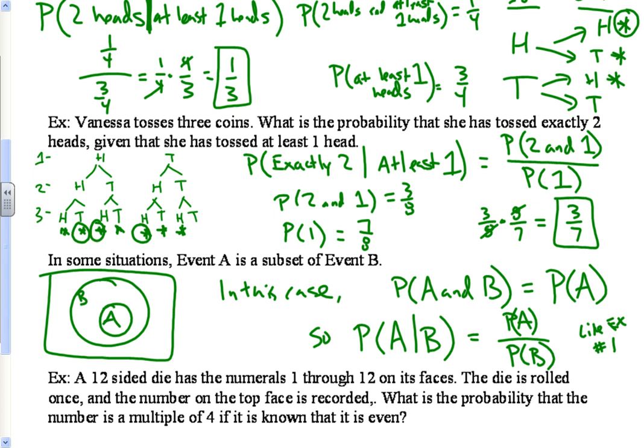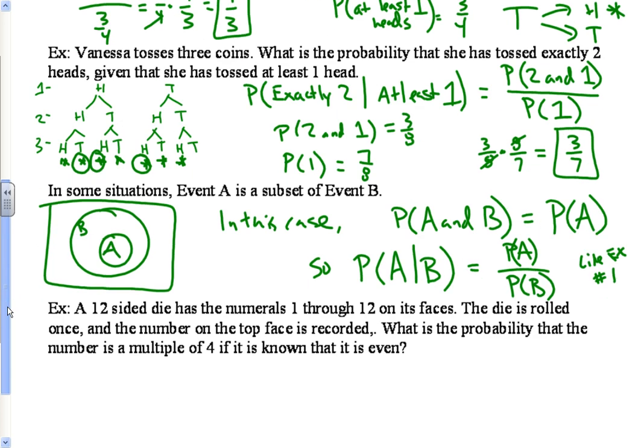I know this work is a little messy. I hope it's not too hard for you to follow. So in this case, and this happens often when you have repeated events. Again, one is a subset of the other.